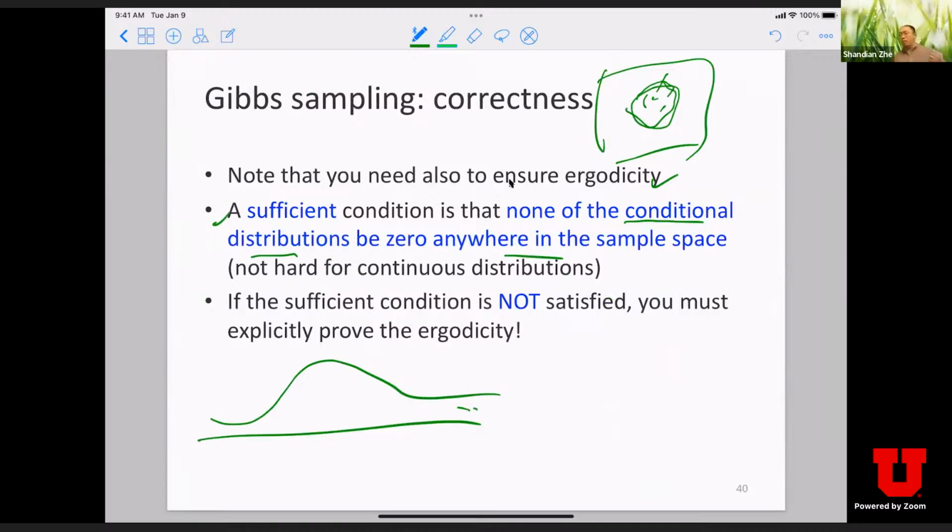But if your conditional probability is restricted, like a truncated Gaussian, right? It means it only generates samples in this region. It won't be able to generate samples here and here. Then you need to be careful, because it's possible that it forms a reducible chain that only alternatingly generates samples in some subregion of the whole sample space. That's not what we want, right? And in that case, you need to explicitly prove the ergodicity.